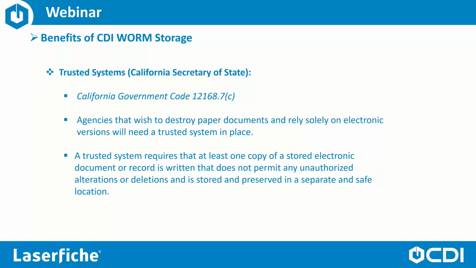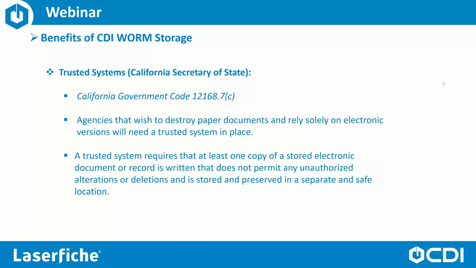A trusted system requires that at least one copy of a stored electronic document or record is written in a way that does not permit any unauthorized alterations or deletions, and is stored and preserved in a separate and safe location. So this is exactly where our WORM solution fits in. Since we are in a private data center, we're storing that document in that WORM format. This would meet this part of the California Trusted Systems mandate for a public agency.